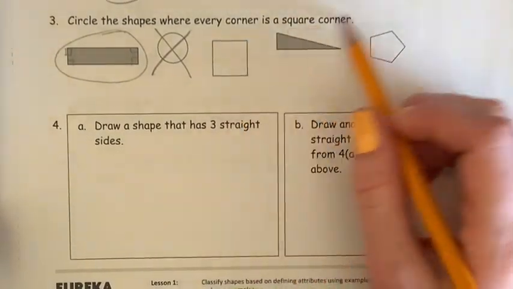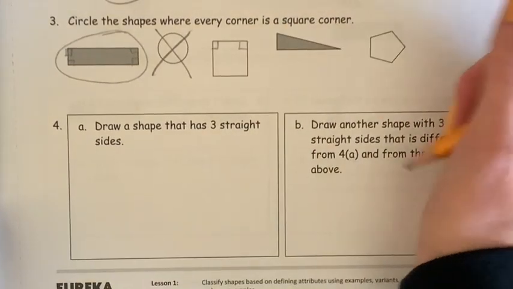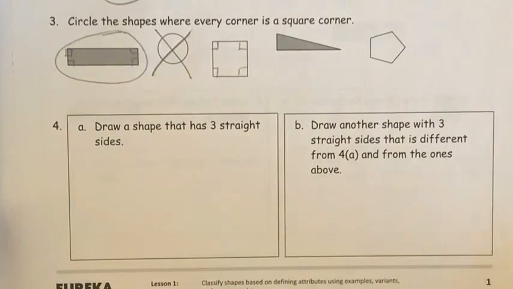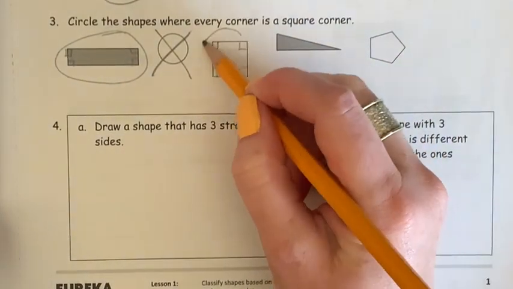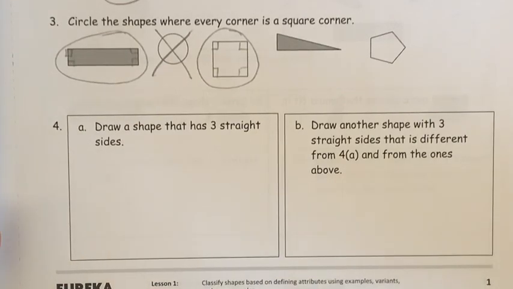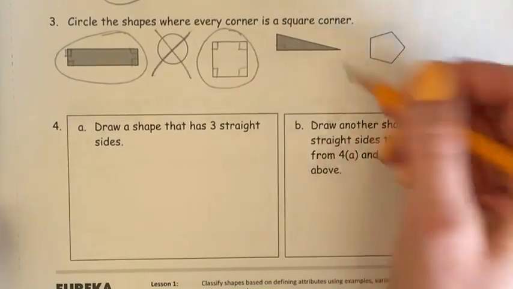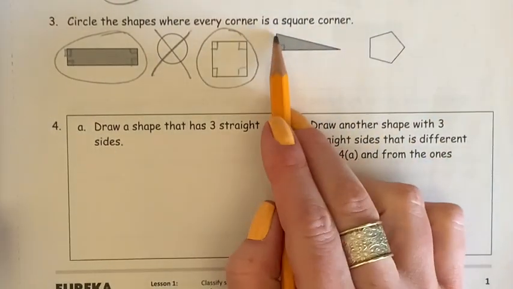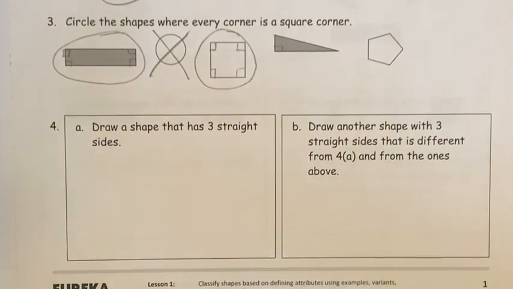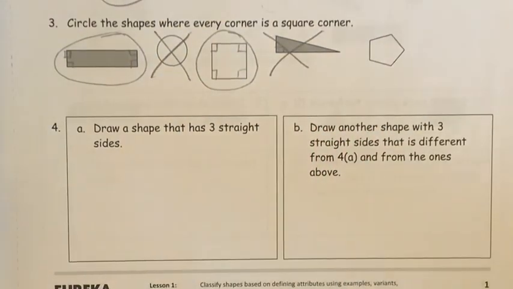How about this square right here? I see 1 square corner, 2 square corners, 3 square corners, and 4 square corners. So this one does have every corner as a square corner. Let's take a look at this triangle now. I see 1 square corner here, but I don't think that either of these are square corners. They are corners, just not square ones. So this one would not count. Not every corner is a square corner.